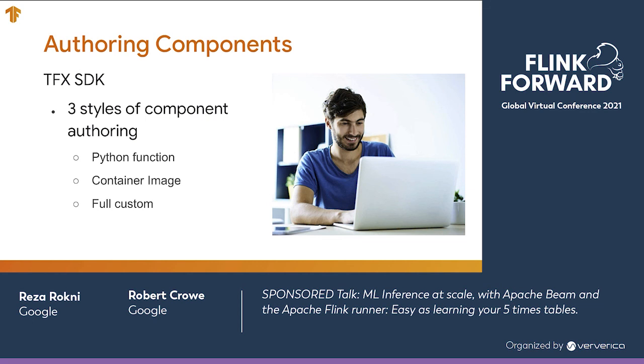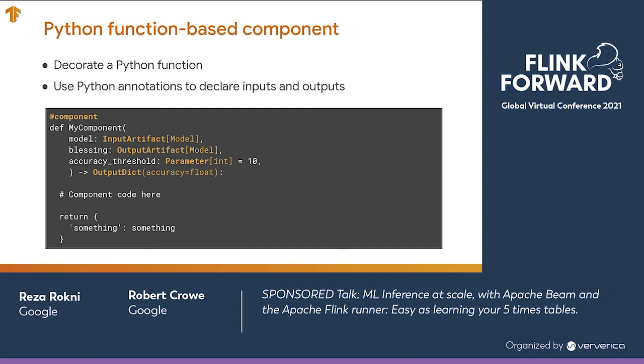To do authoring of components, there are three styles for doing that. There's the easiest one, which is a Python function. You can also use a container image or what we call full custom. So I'm going to go through each of these really quickly just to give you a flavor for what authoring components is like. For a Python function component, you just decorate a Python function with an @component decorator. And then you use annotations on the function signature to identify input and output artifacts and parameters to the function, as well as an output dictionary. And then from there, it's just Python. So very easy to write.